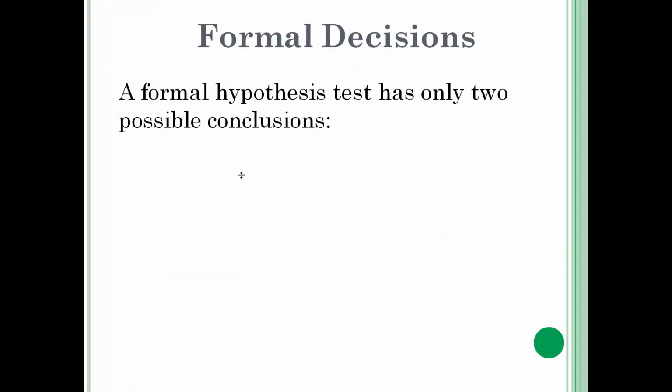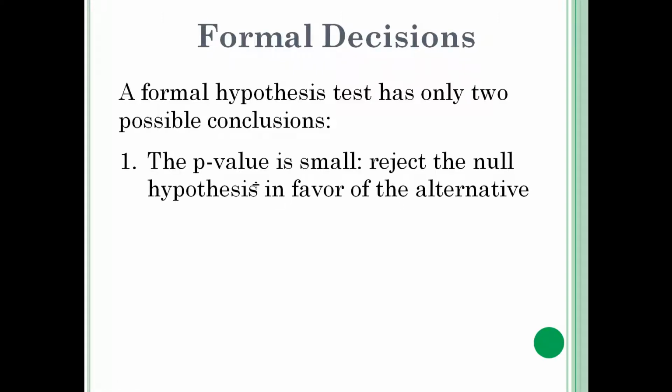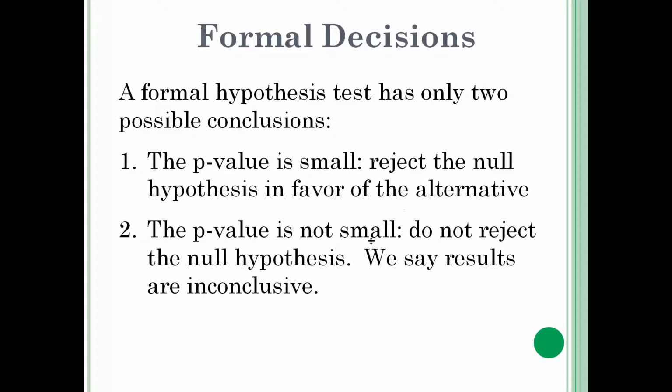So when we do hypothesis testing, we need to make a formal decision, and we always have two possibilities. Either the p-value is very small and we reject the null in favor of the alternative, or the p-value is not small and we don't reject the null and we say the results are inconclusive. Notice how when we didn't reject the null, we did not accept it either. So you either reject the null and accept the alternative, or you don't reject the null and you just say that results are inconclusive.